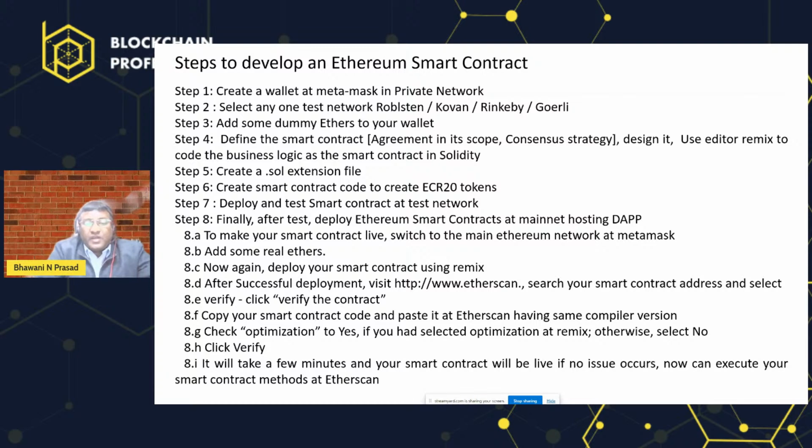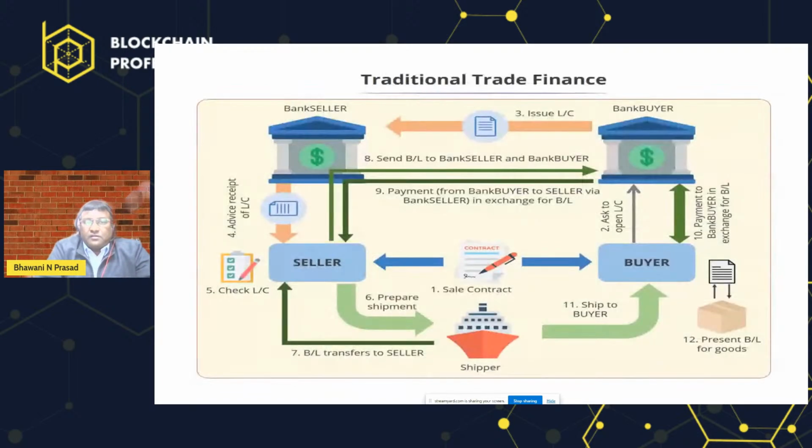After successful deployment, visit the Etherscan site, search for your smart contract address, and select it. Then you verify it: copy your smart contract code and paste it at Etherscan. The compiler version should match. If you had selected optimization in Remix during coding, you use that; otherwise, no. Then you verify again. It will take a few seconds, and finally the smart contract will be deployed at Etherscan if you have no errors.